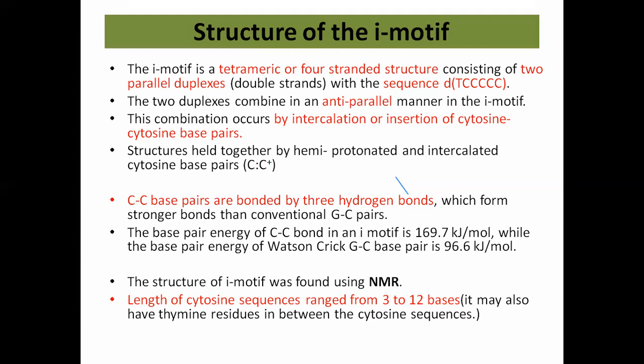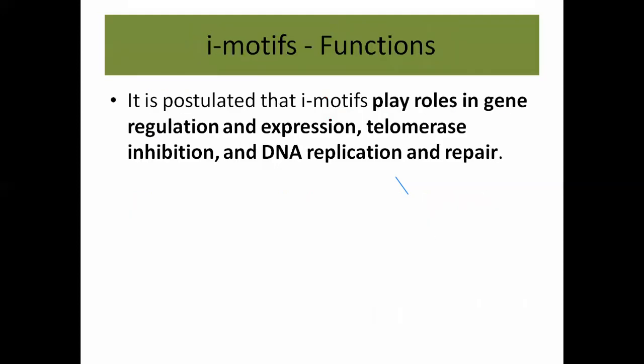The length of cytosine sequences ranged from 3 to 12 bases. It may also have thymine residues in between the cytosine sequences. So the length of cytosine sequences ranges from 3 to 12 bases. Thymine residues are also seen in between the cytosine residues. See thymine here. Then what are the functions of I motif? They play a major role in gene regulation and expression, telomerase inhibition, DNA replication, and repair.